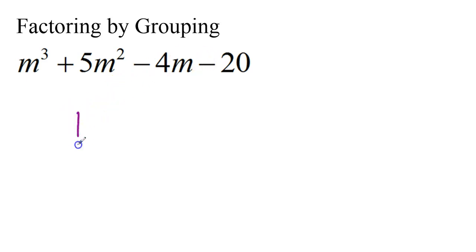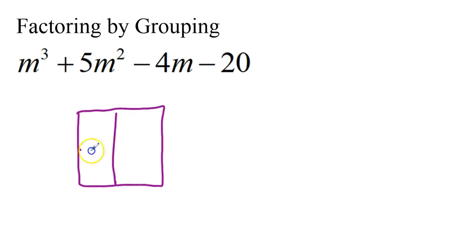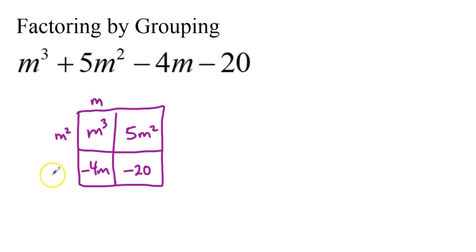Okay, so I'll kind of go through this quickly because this is a review. Create your box. Now we're going to take the GCF of each row. So looking at this row, m squared. Looking at this column, m. Now from there it's pretty easy because m times what makes negative 4m? M squared times what makes 5m squared? Now I've got my factors. M plus 5 times the quantity m squared minus 4.